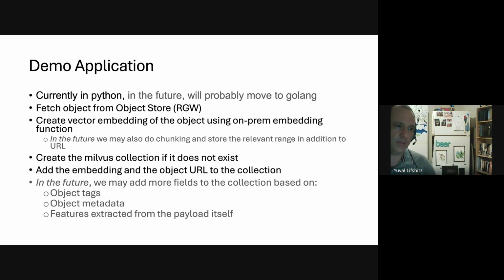The application creates a Milvus collection based on the configuration that I showed before, if it doesn't exist. And it adds the embedding and the object URL to the collection. And as I said, in the future, we might want to add more fields to the collection, like object tags, metadata, or features that are extracted from the data itself.